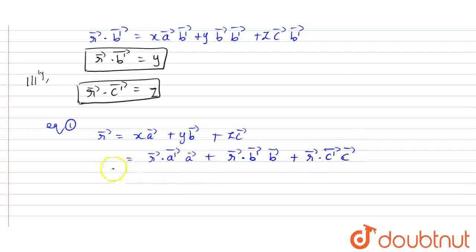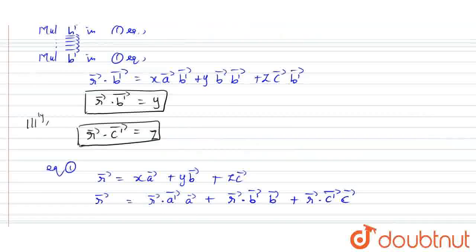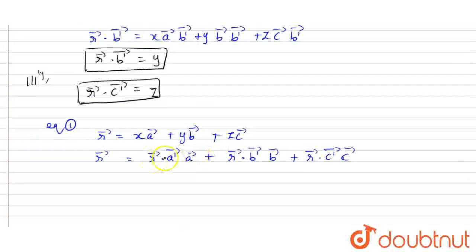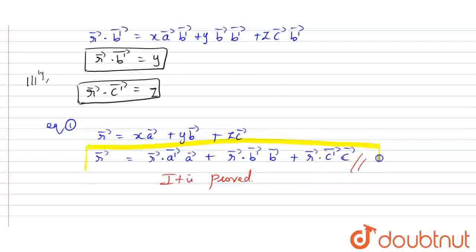Okay students, if we see in our question, r vector, we will get r·a' a, r·b' b, r·c' c, right? So r·a' a, r·b' b, r·c' c. So hence the first equation is proved. So it is proved. Okay, so this is the answer for our question.